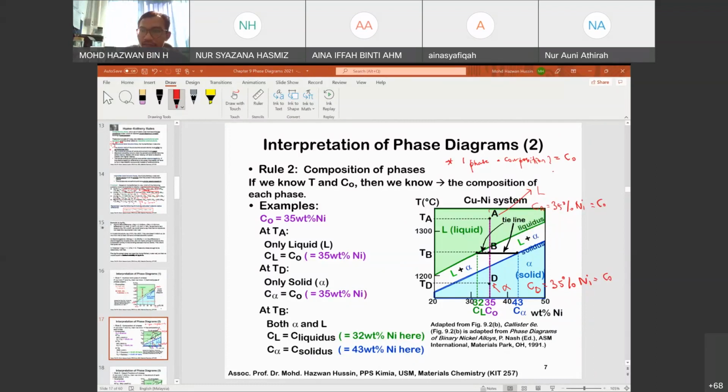Sekejap, let me ask. Balkis apa ni? Both liquid and solid phase. Liquid and solid. Okay, Balkis Hanani, thank you very much.